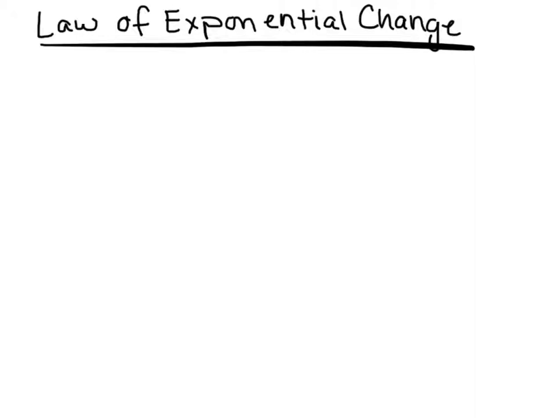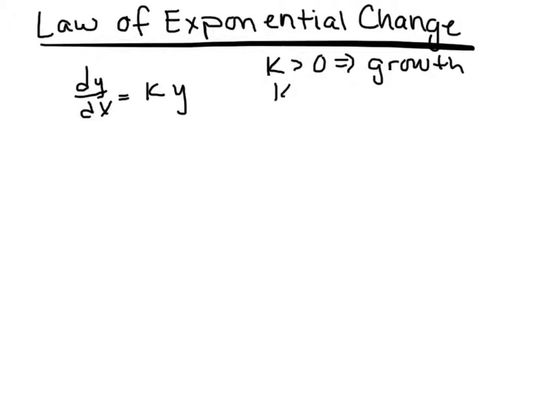So what we're going to do is we say that dy/dx, the rate of growth, is equal to k times y, where k is the growth constant if it's positive, or the decay constant if it's negative. So let's write that down. K is greater than 0 implies growth, because that's positive. K is less than 0 implies decay, because that's negative.